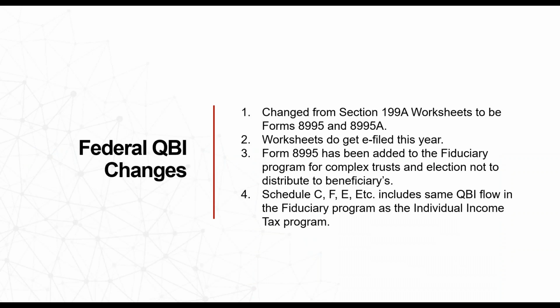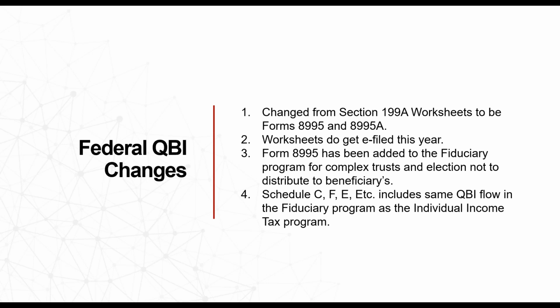Some of the other big changes are federal QBI. When we were at the Software Developers Conference, they had originally told us that the Section 199A worksheets were going to be what the forms were called, and they were just going to keep those the same. They've obviously gone away from that and named their forms 8995 and 8995A and the coinciding worksheets. Last year, the Section 199 worksheets did not get e-filed.